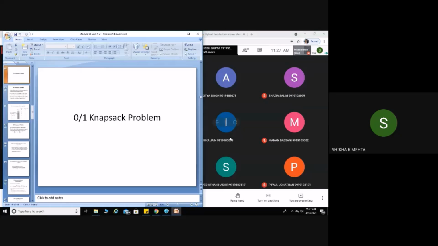One knapsack problem using the dynamic programming approach. So can anybody tell me what is knapsack problem? We have already studied about that. I want someone to tell me what is knapsack problem.